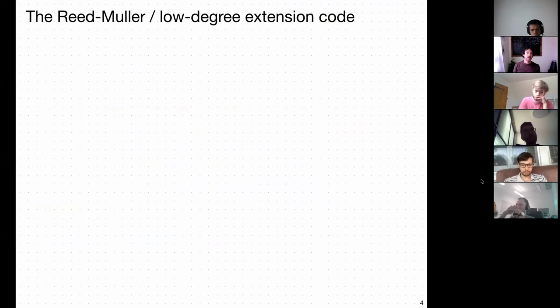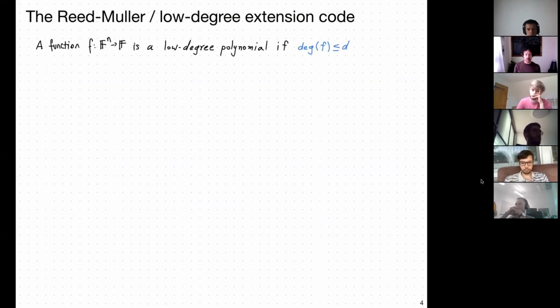Let's start with a quick recall of what the Reed-Muller or the low degree extension code is, and also the perspective that would be convenient for us. So, we have a function from F^n to F, and we say that this is a low degree polynomial if its total degree is at most d.